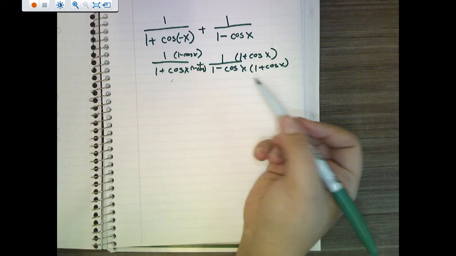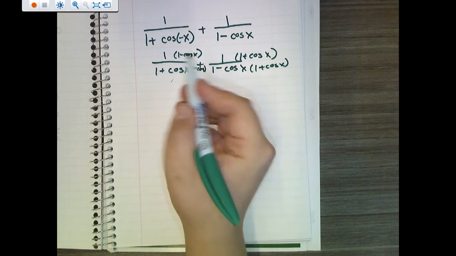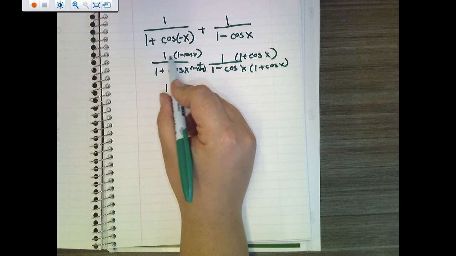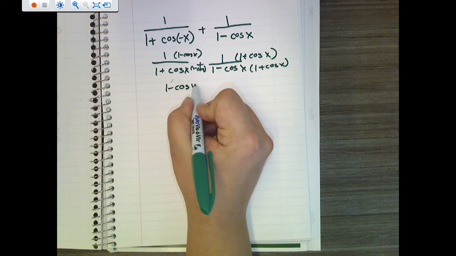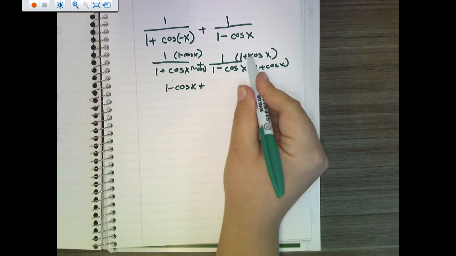Okay, so on top, it's nice multiplication that I have 1 times 1 minus cosine x plus 1 plus cosine x.